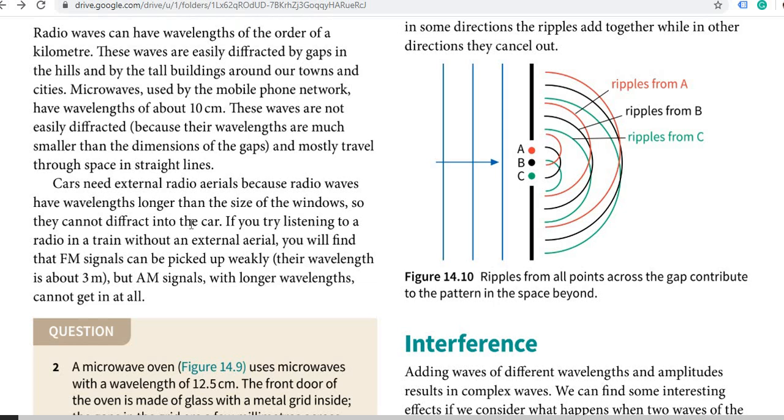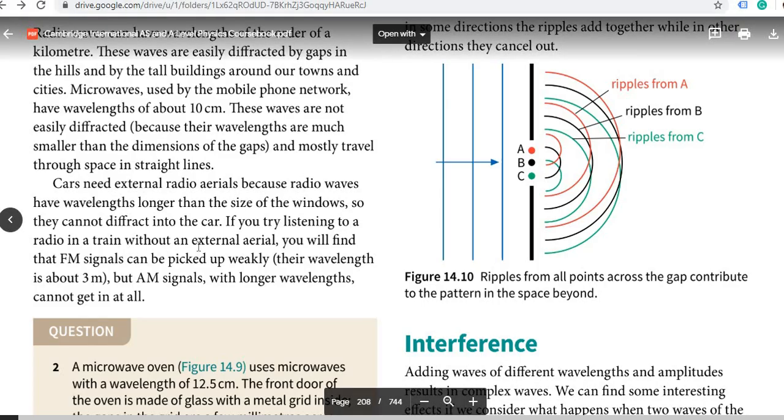That's why we have the aerial outside the car, because the size of the gap in the window is small compared to the wavelength of the radio waves. If you try listening to a radio in a train without an external aerial, you will find that FM signals can be picked up weakly. Their wavelength is about 3 meters, but AM signals with longer wavelengths cannot get in at all.